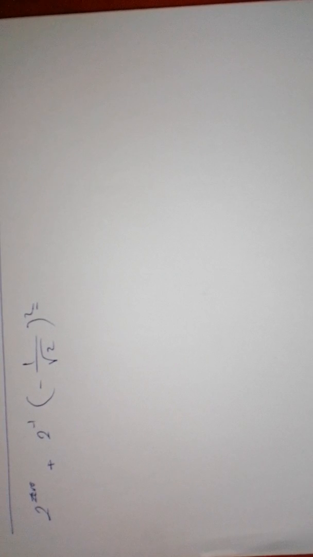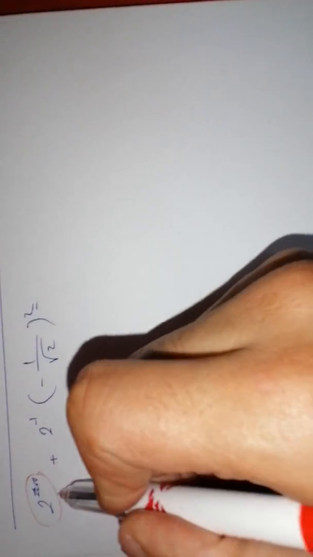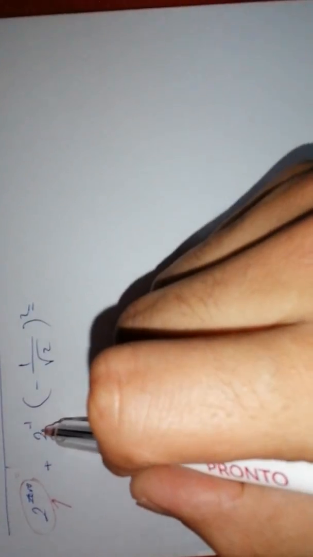So the simplest form of the expression 2 power 0 plus 2 power negative 1 times negative 1 over root 2 all power 2. Let's simplify this expression. Number 1, I want to say that 2 power 0 is equal to 1. And 2 power negative 1 can be written as 1 over 2.